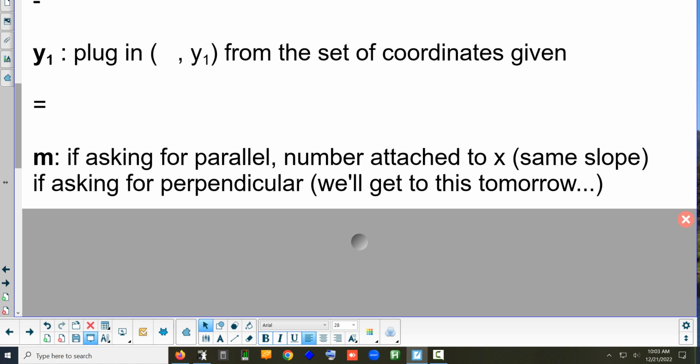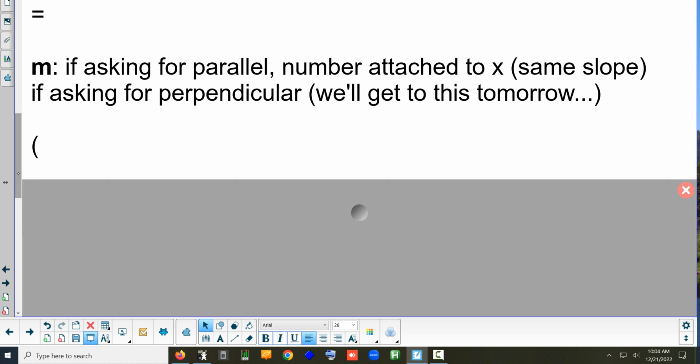and use that number. Now, if they're asking for perpendicular, I know I left you a 1 and a 2 there. We'll come back to that. Okay, so if they're asking for parallel, you're going to use the number that's attached to the x.